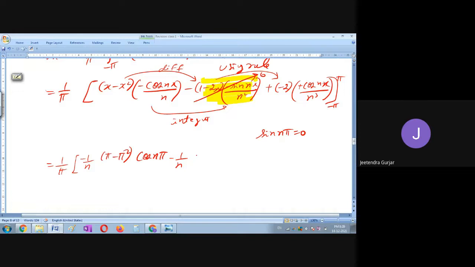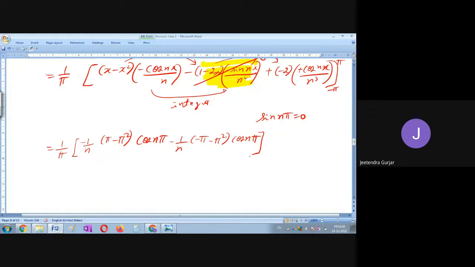Now I will substitute x is equal to minus pi. So minus pi will become, this is minus pi minus pi square cos n pi. Okay, first term I have substituted this one. Now I will substitute in the second term.